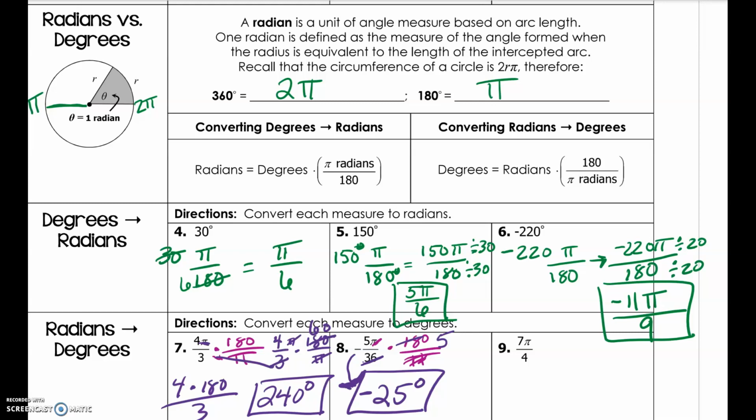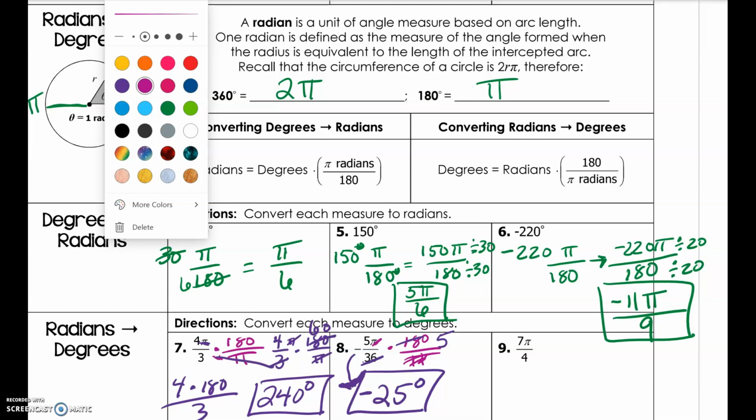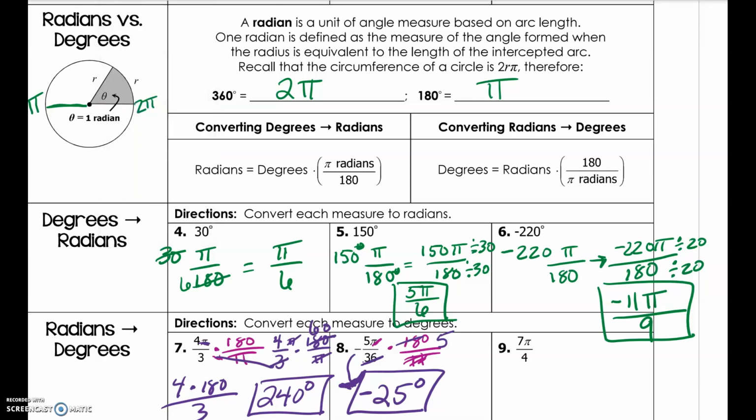25 degrees. And then lastly, next example. Back to our indigo. And I'm running out of time. 180 over pi. This time 4's not going to divide into 180 evenly. I don't think it does anyway. Oh, it does. 4 divides into 180 and gives you a 45. And then 45 times 7 is 315 degrees.